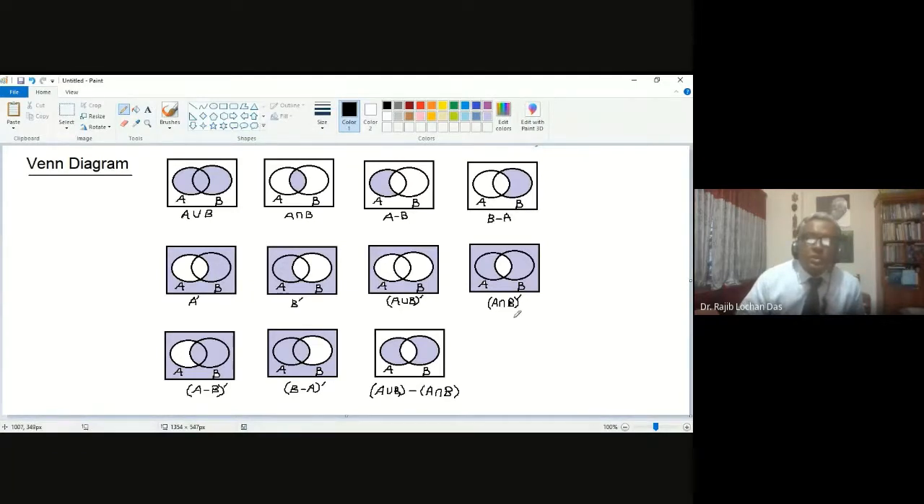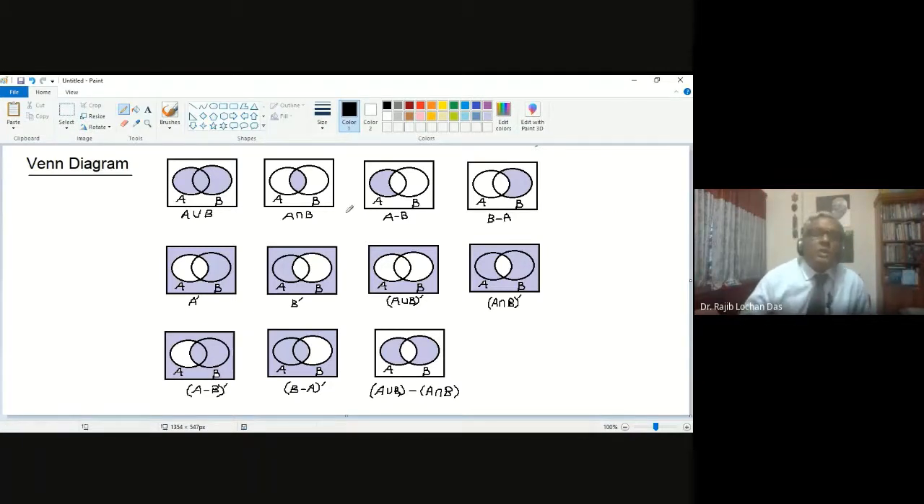Is that okay now? Do you understand what I have just written? So you can keep a screenshot with you so that you can understand later, or you can practice. Okay. All these are with two sets. All these are with A and B.